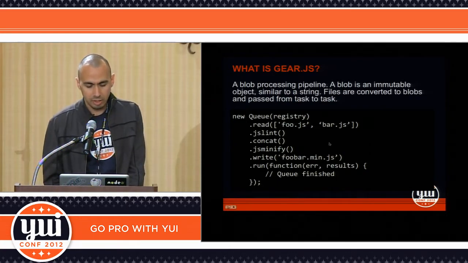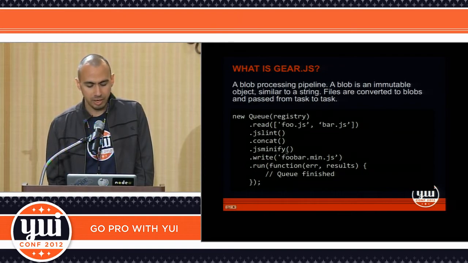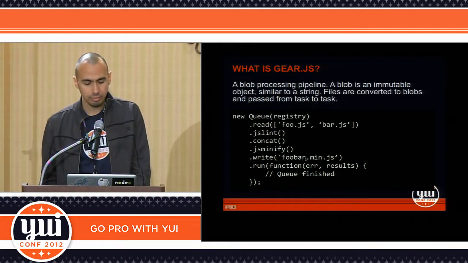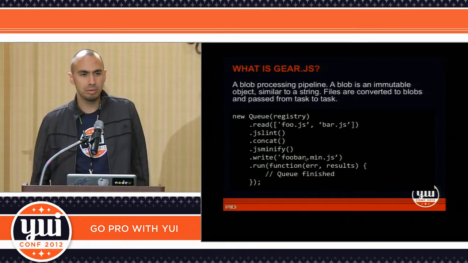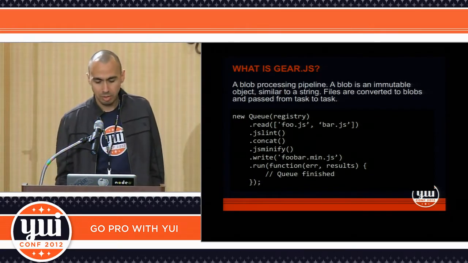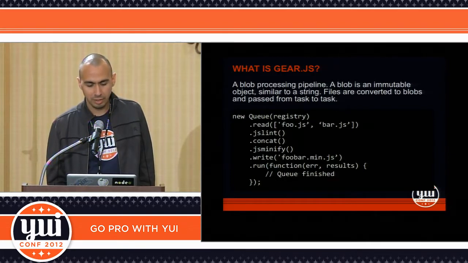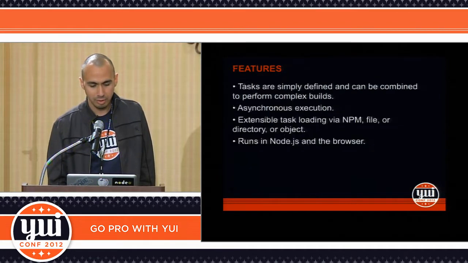So what you see here is we're linting these files, concatenating, and JS minifying, and then we're writing the file out. So if you ever need to deploy to production or build a file that is basically built from many files and you want to process that thing, well, this is the module for you. So it's being used throughout Yahoo on various projects. I'll get to that in the next few slides.